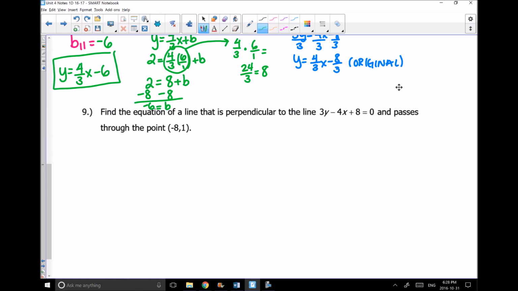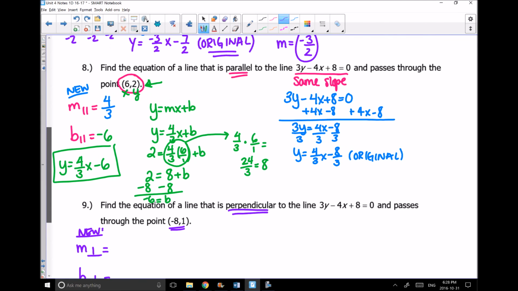Question number 9 says find the equation of a line that's perpendicular. This time it is perpendicular to this line and passes through the point negative 8, 1. So here on the side for my new line, I want to figure out what my perpendicular slope is going to be and what the y-intercept of my perpendicular line is going to be.